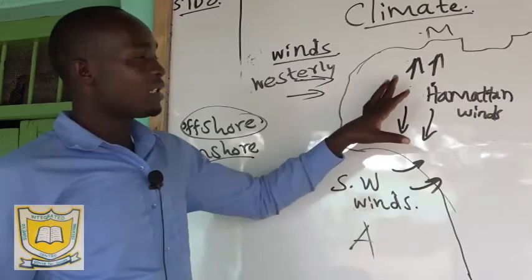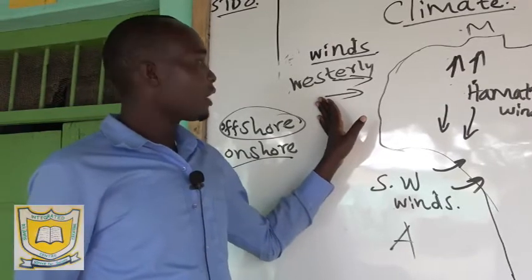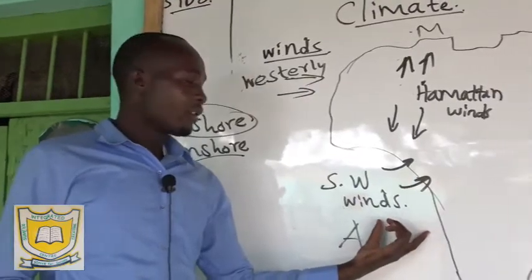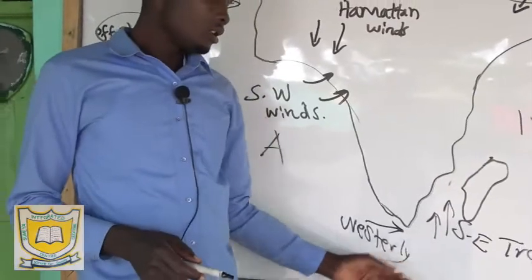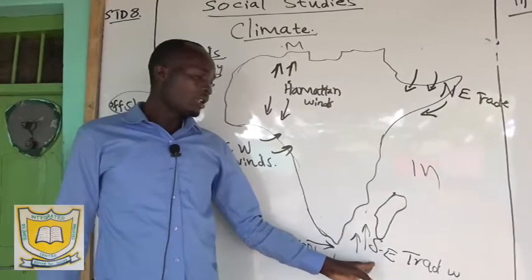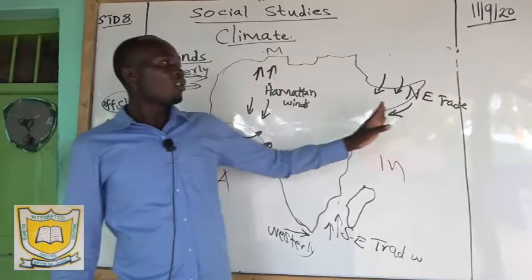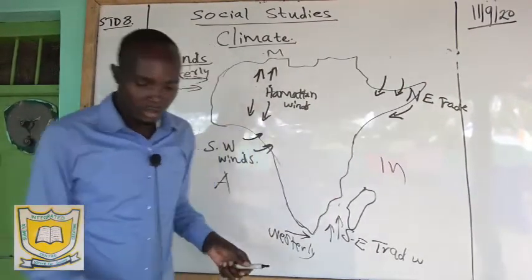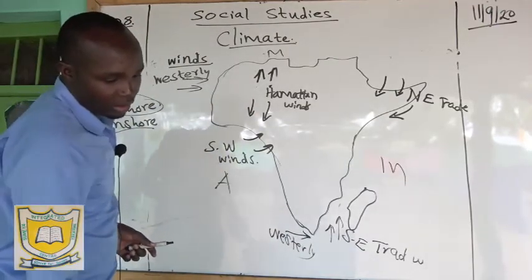So this one I've said is Harmattan wind on the northern part of Africa. Then on the western side, on the Cape Verde here, we have westerly winds. In the Congo Basin, that is Central Africa, we have southwesterly winds. Then in the southern part, Cape Agulhas, we have what we call westerly winds. Then near Madagascar, on the southeastern part of Africa, we have the southeast trade winds. Then on the Horn of Africa here, we have northeast trade winds. So we shall start one by one, like that.